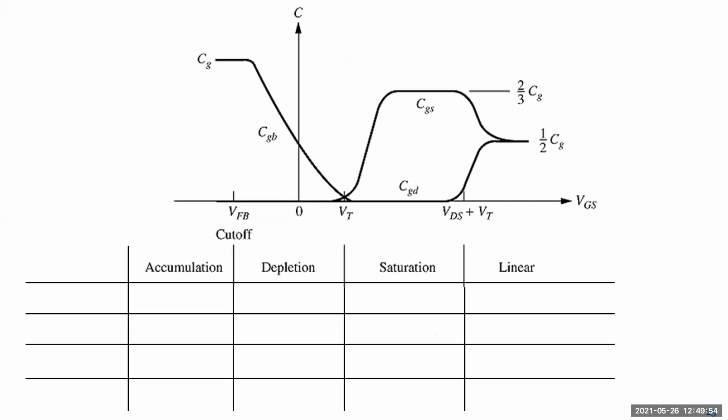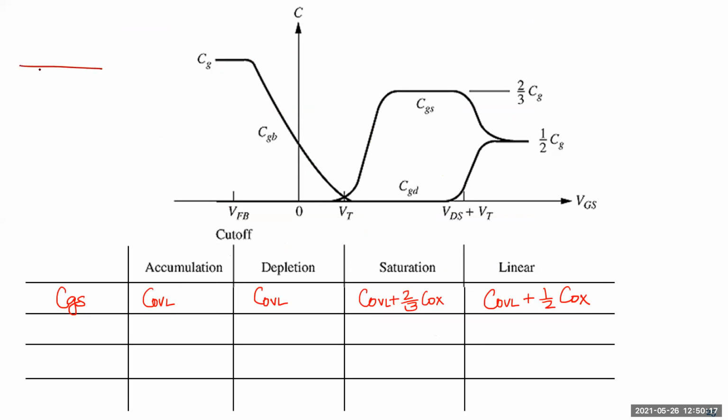Okay, so this is just showing you the different caps. So CGS in accumulation mode. I didn't talk about accumulation mode, but when your gate value is negative compared to the source, because you have a p-type material, positive holes get accumulated on the surface, and so you actually get a capacitance, but you don't get any conduction.